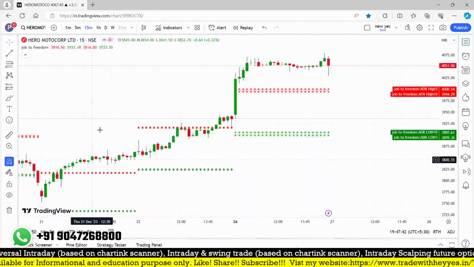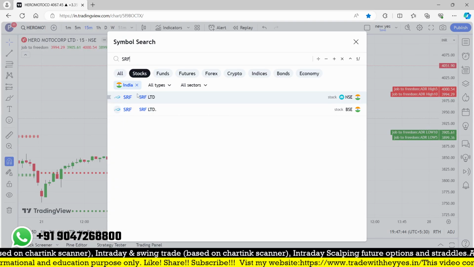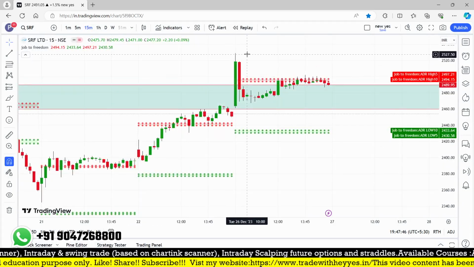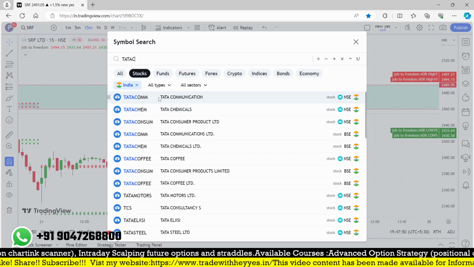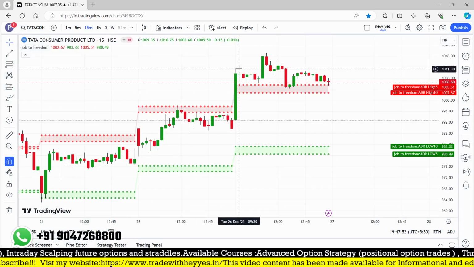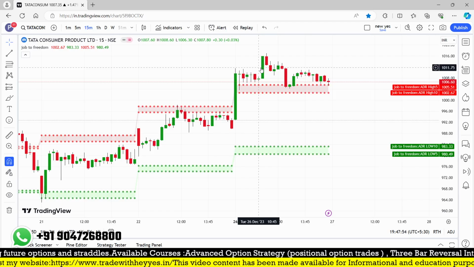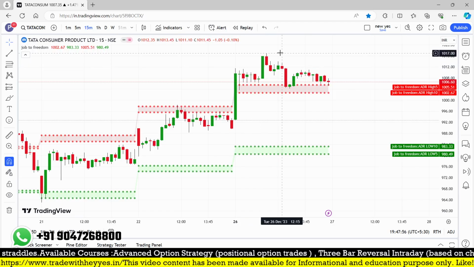And SRF and Tata Consumer. Let me go for SRF, and it did not give the breakout. Tata Consumer Products gave the breakout some time later, maybe at 1011, and it went up to 1017, very few points.